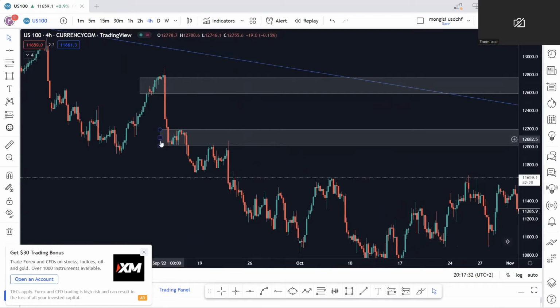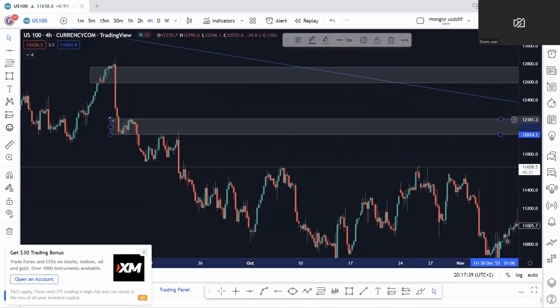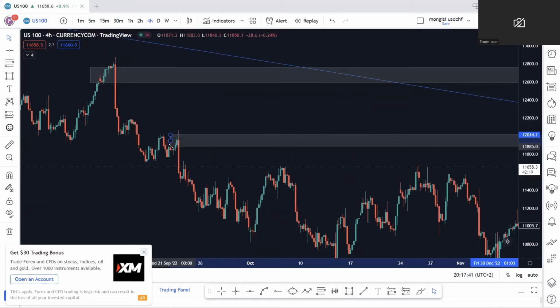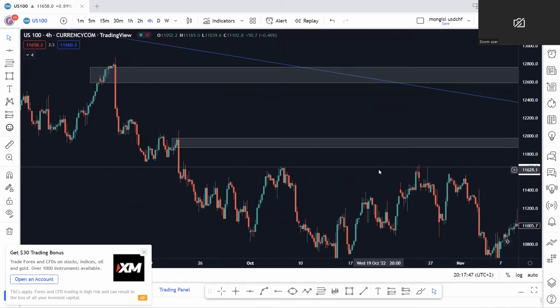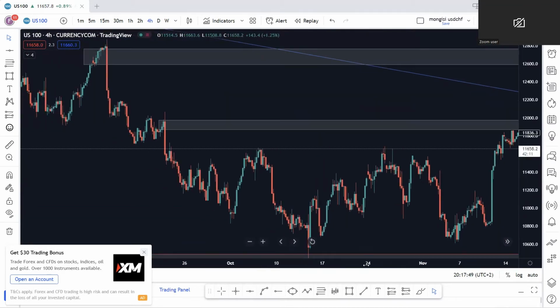As you can see, this order was mitigated, hence a new order block was created. Understand? A new order block was created.